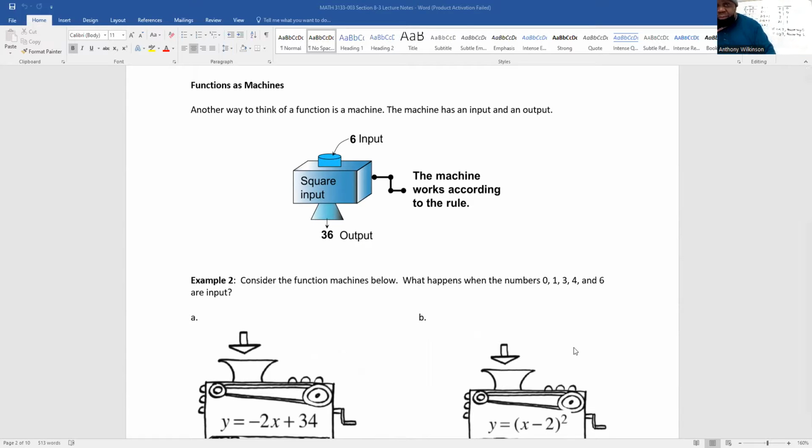The second way would be a machine. And you've probably seen machines like this, where you input something, and based on that machine, it's going to do something, and it's going to spit out an output. Okay. So let's say we put in the number 6 in this machine. What the machine does is square your input. So if I put the 6 in and square it, the output would be 36.